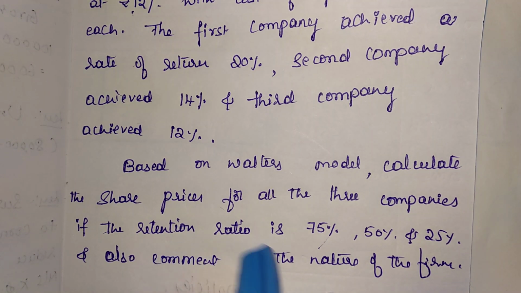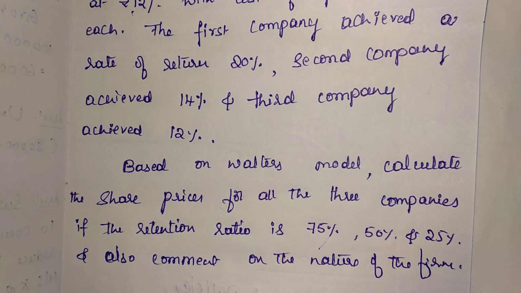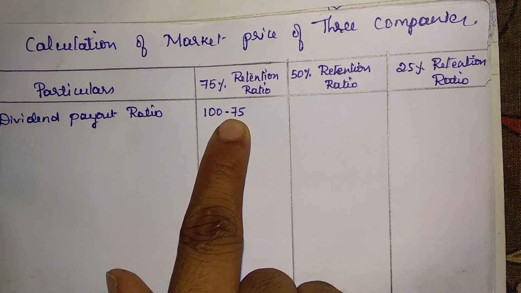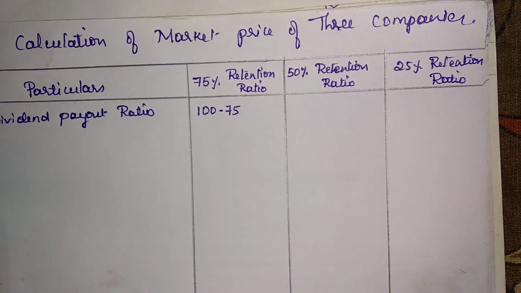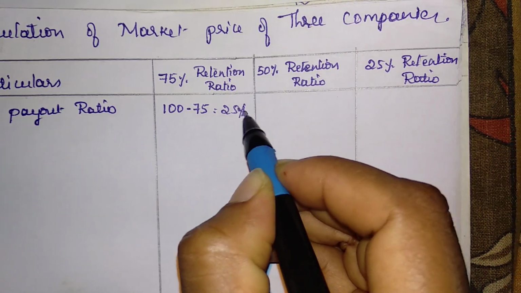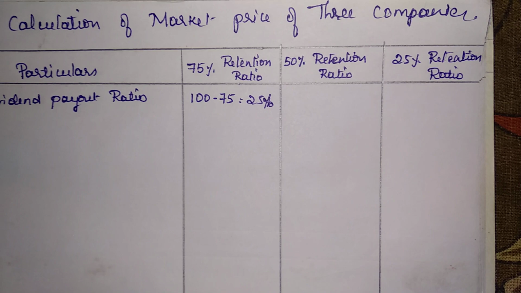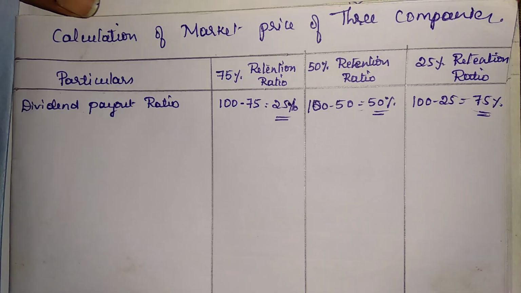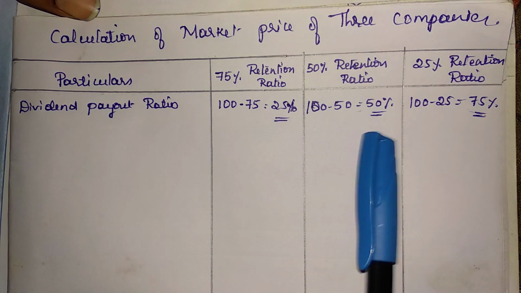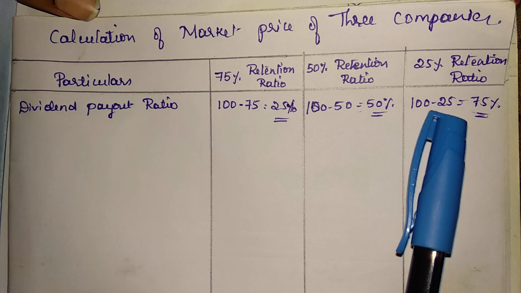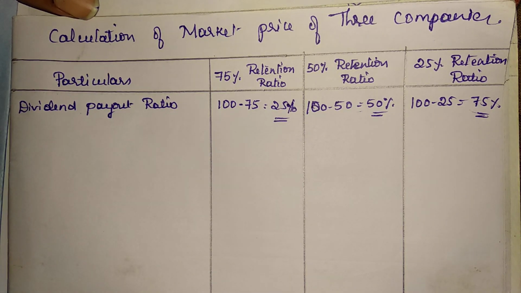So first, since the retention ratio is given, we have to calculate the dividend payout ratio. If 100% is the total income, less the retention ratio of 75%, the remaining 25% will be used for paying dividend to the shareholders. In case of the second, 50% will be the payout ratio, 100 minus 50. Third, 100 minus 25, 75% will be the dividend payout ratio.